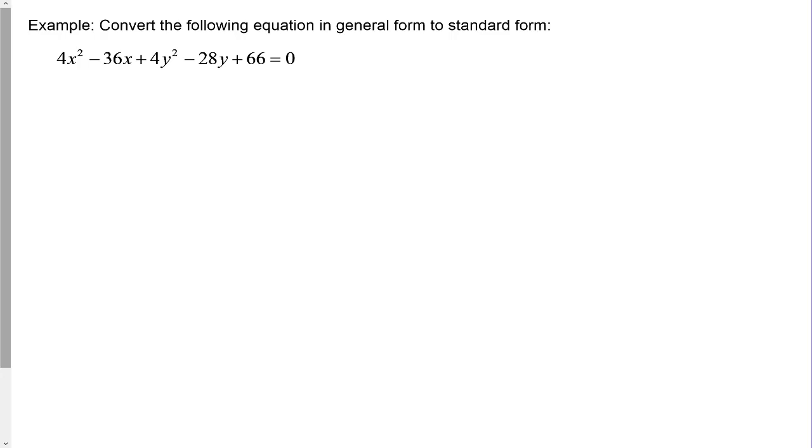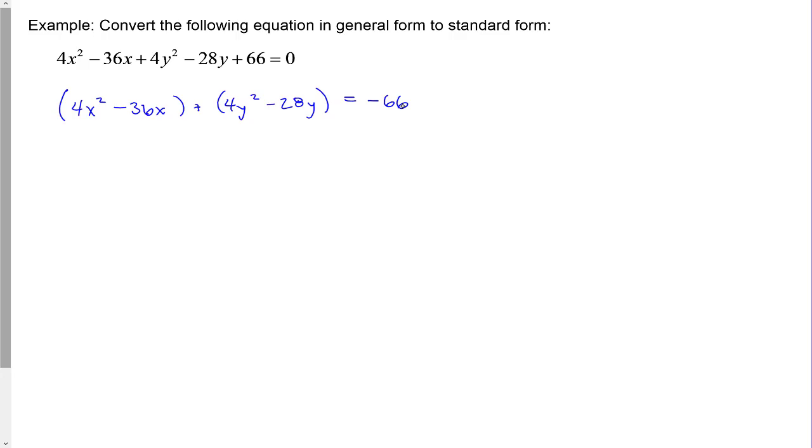So the process of completing the square, the first thing that we need to do is separate the x values and the y values and get the constant to the other side. So if I separate my x values, I would have 4x squared minus 36x plus 4y squared minus 28y equals -66. So I'm just going to move that -66 to the other side.